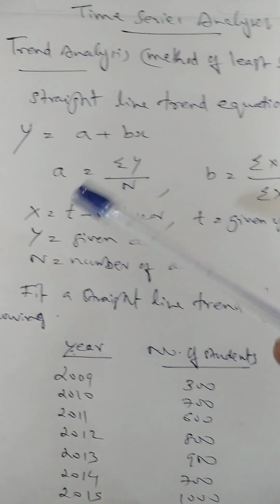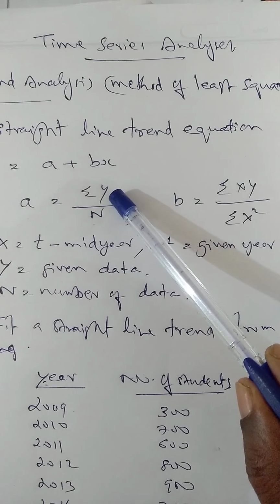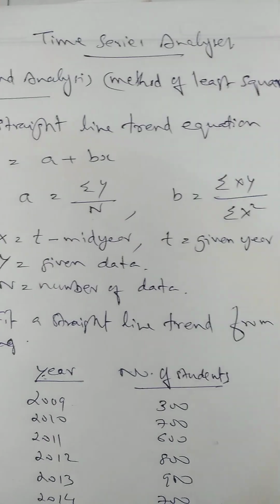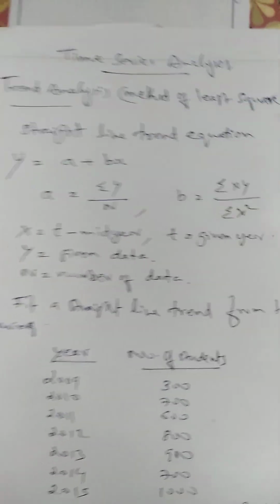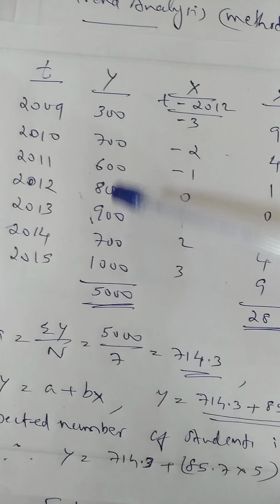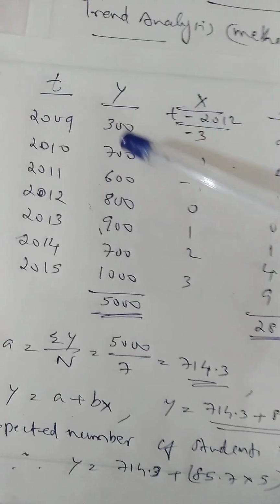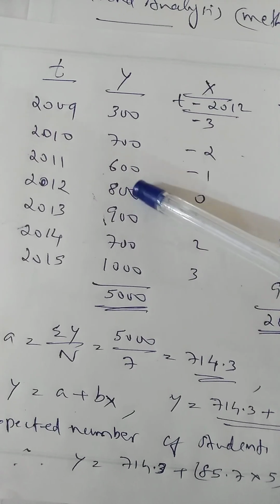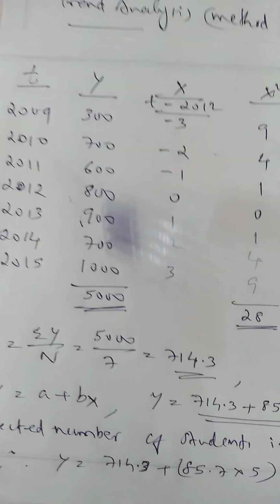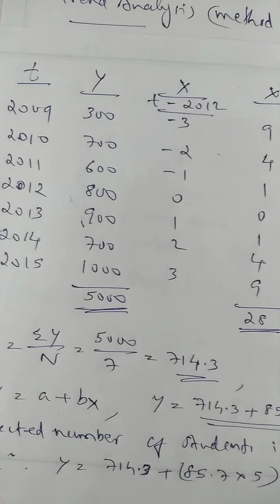Then come to the formula. Here it is required to find a, which we calculate by sigma y divided by n, isn't it? How do we get this sigma y? Y values are here in this column. Take the total of y, you get sigma y. Then n means number of variables. 1, 2, 3, 4, 5, 6, 7. 7 data are given. That is, here n is equal to 7.